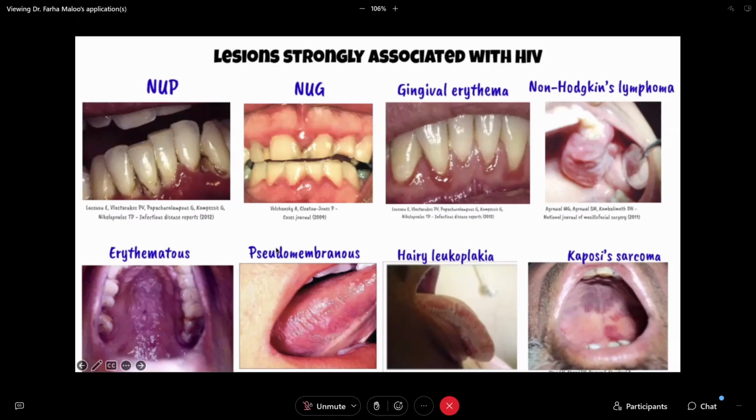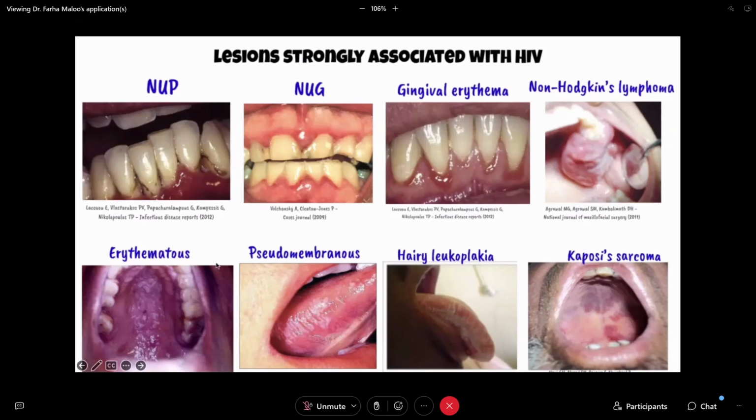Also, HIV may cause hairy leukoplakia over the tongue. This occurs because of the Epstein-Barr virus infection in the HIV patients. Hairy leukoplakia looks like leukoplakic patches in a fungating manner, particularly found over the tongue.